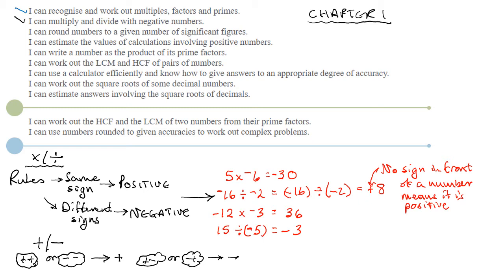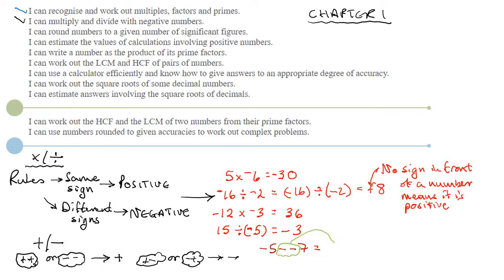So here's some examples. So let's say I had negative 5 minus negative 7. So here I see the two negatives next to each other here.